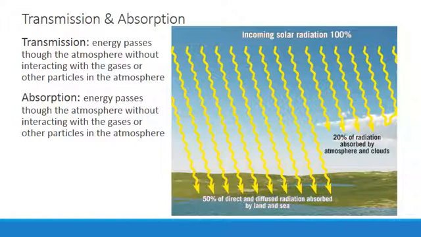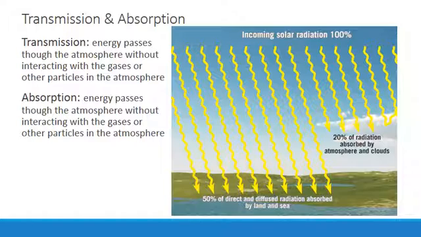Transmission is the process by which shortwave and longwave energy pass through the atmosphere without interacting with the gases or other particles in the atmosphere. About half of the incoming solar energy that reaches Earth's surface is transmitted by the atmosphere. The remainder is redirected by gas molecules and particles in the atmosphere and arrives as diffused light.